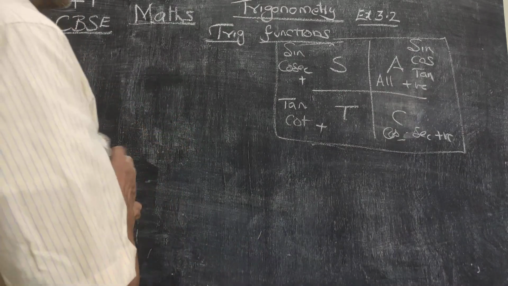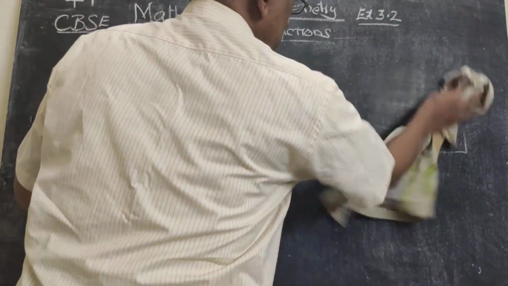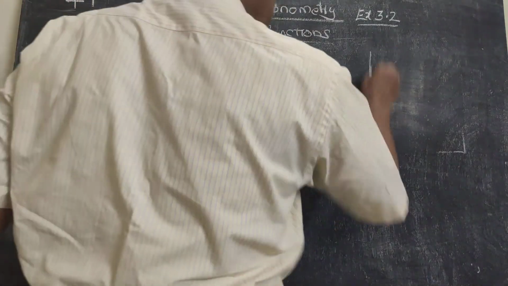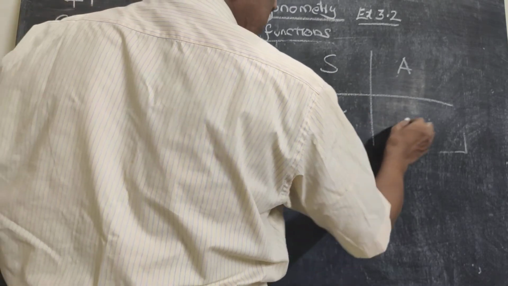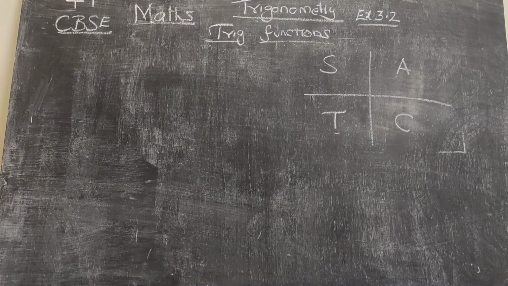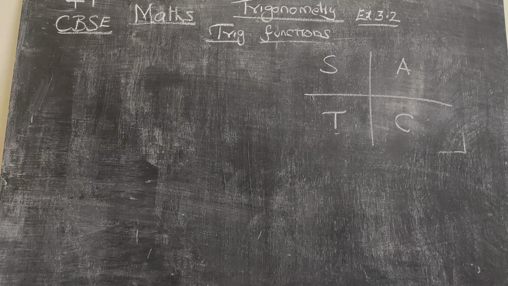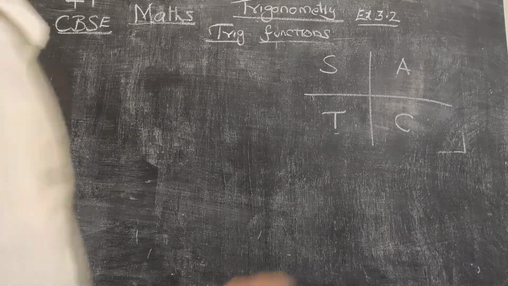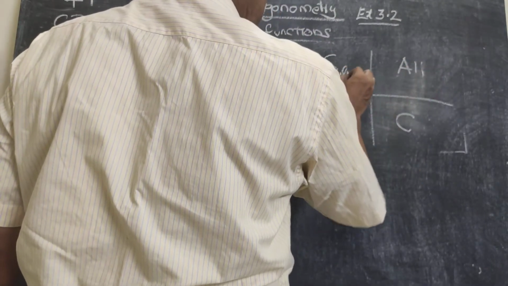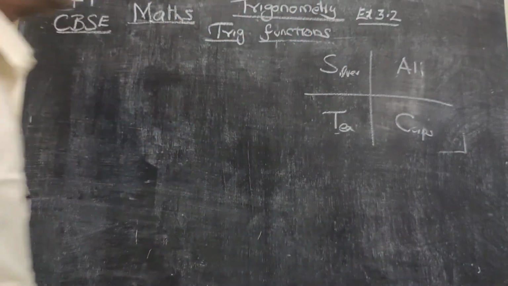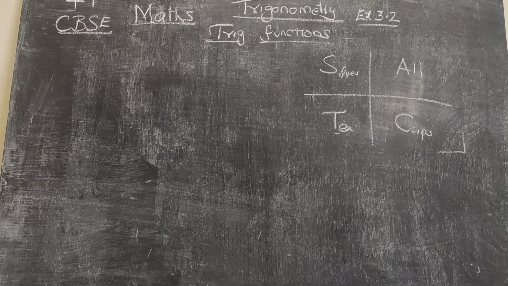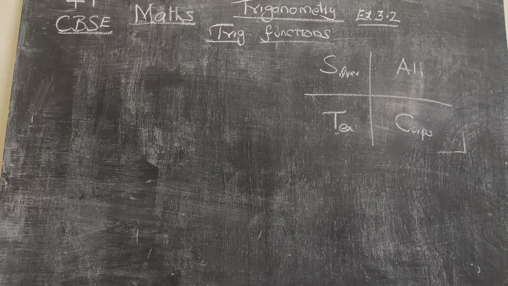To remember this: all positive, sine, here tangent and cotangent, and cos. I was taught when I was a student, all silver teacups, all silver teacups, so that you can remember easily where and which function will be positive or negative.